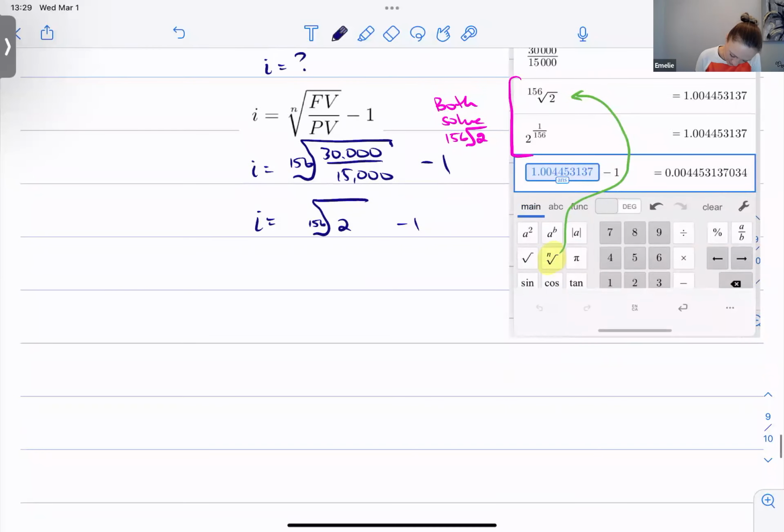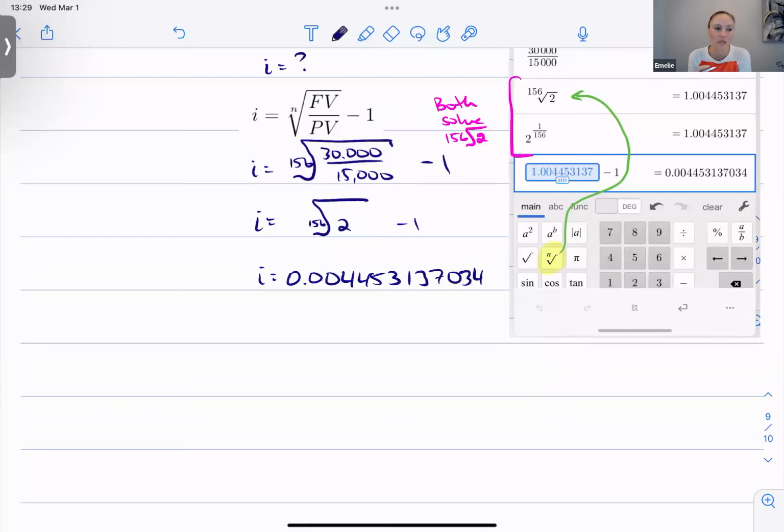Minus 1. So I is 0.004453137034. I encourage you to keep that value, especially for these Moodle quizzes. It's not going to be doing any rounding, and so you want to be really careful that you're not rounding until the very, very end. Keep all your decimal places until the end, using the store function, or in Desmos, you can use the previous answer button or store it like I showed you last day.